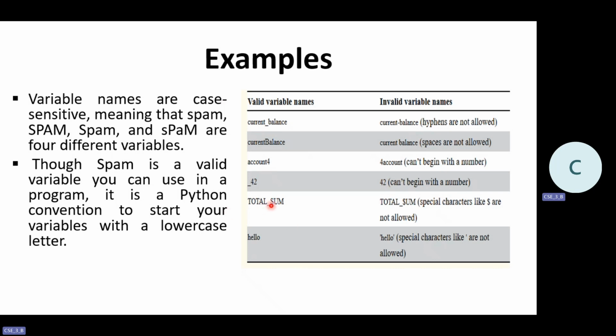Then with capital letters, that is TOTAL_SUM, the uppercase letters are used here. So it is a valid one. And we can observe here total, then underscore, where we have used the dollar symbol. This type of symbol is not allowed. And then here complete lowercase, the word hello. And then we can observe special characters that have been used, which are not allowed in a valid variable name.